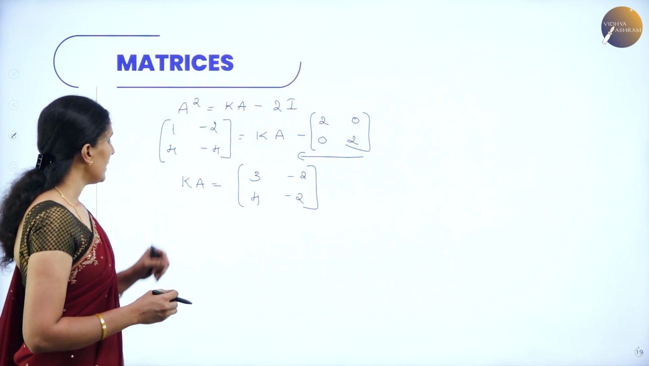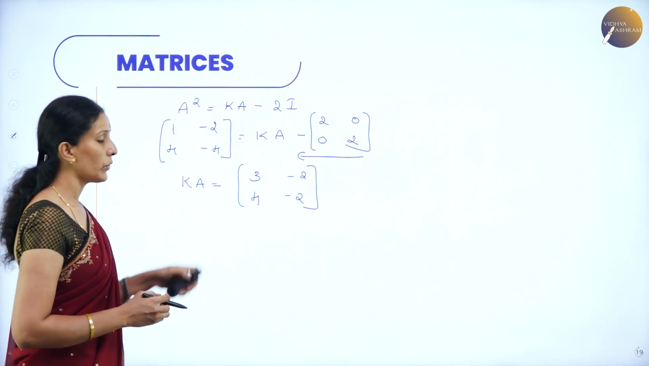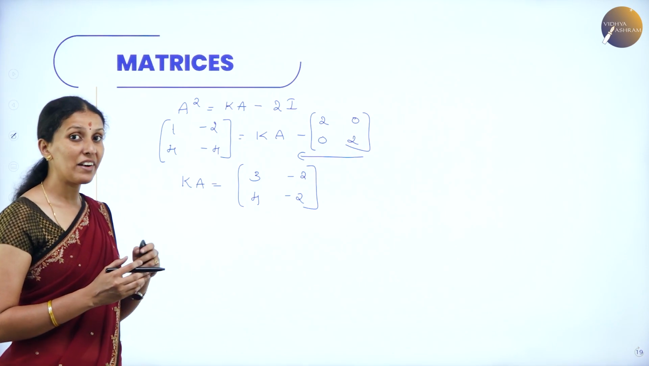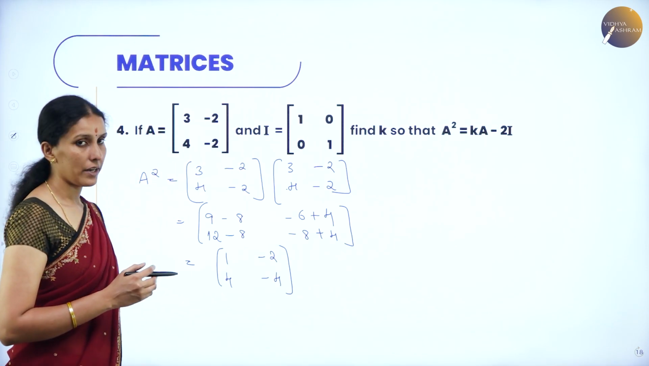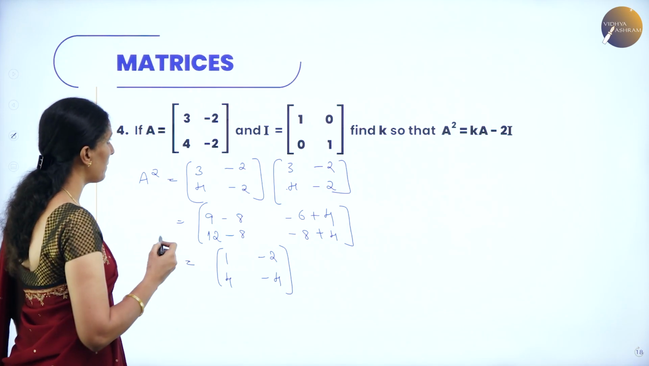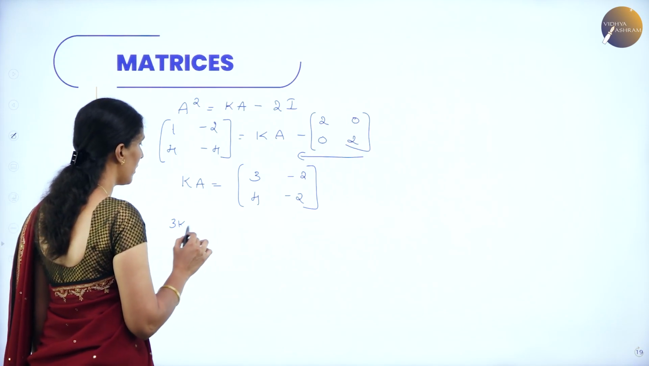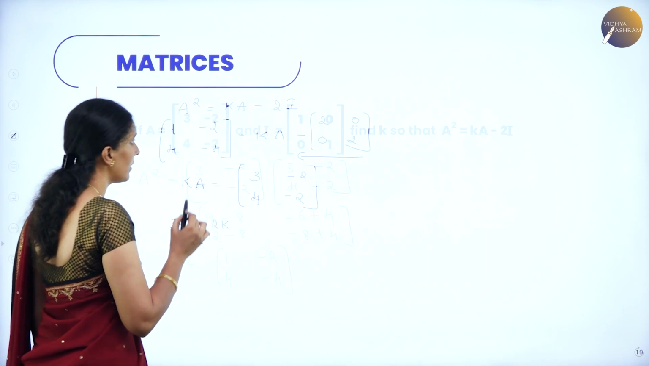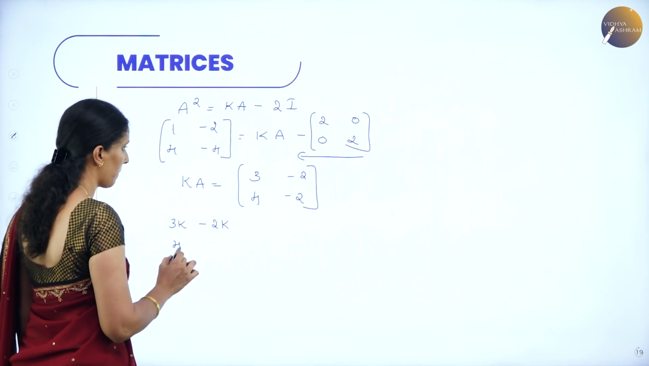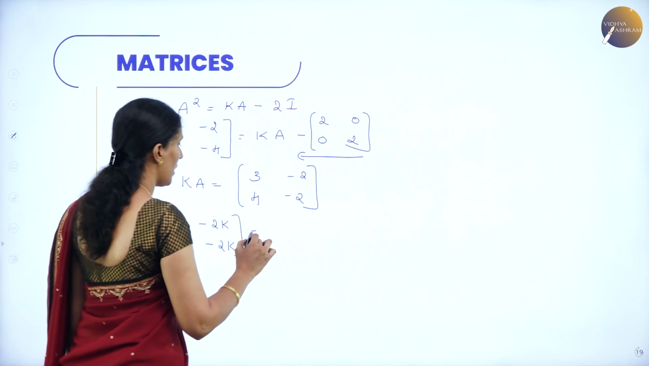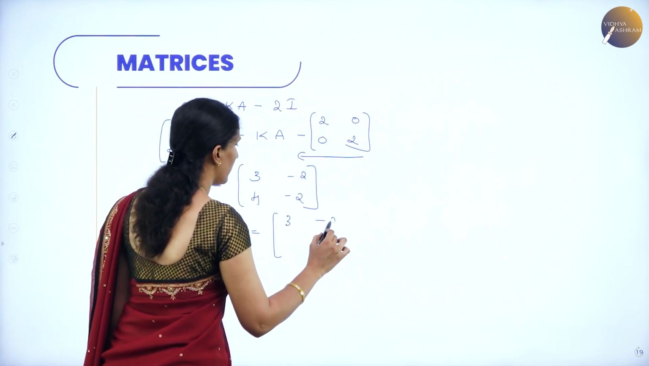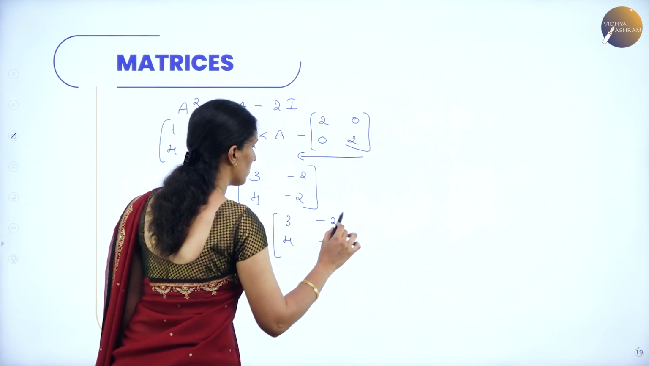Next, on the right hand side we have k into A. That means you have to multiply matrix A with k. What is matrix A? It is 3, minus 2, 4, minus 2. When you multiply by k, what happens? It is 3k, minus 2k, and here we have 4k, minus 2k. And now 3, minus 2, 4, minus 2.